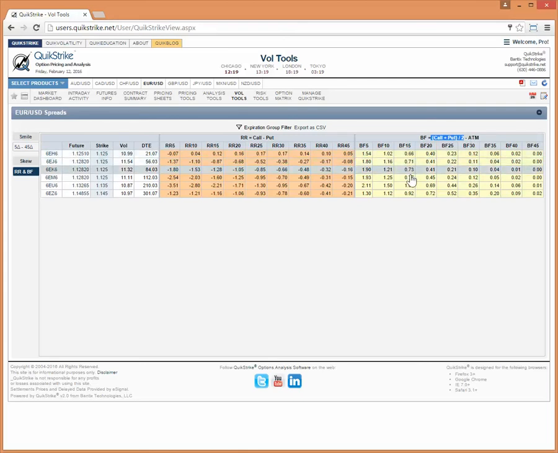In this case, we see all positive numbers, for the most part, and we're seeing that, yes, the 15 delta portion of the curve is more expensive, net on average, than at the money. That means we have a shape of the curve that looks like a smile to some extent.